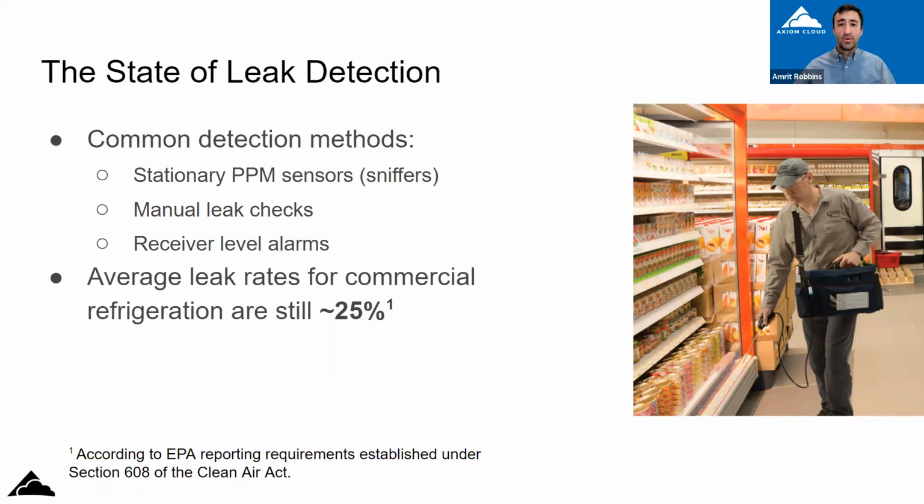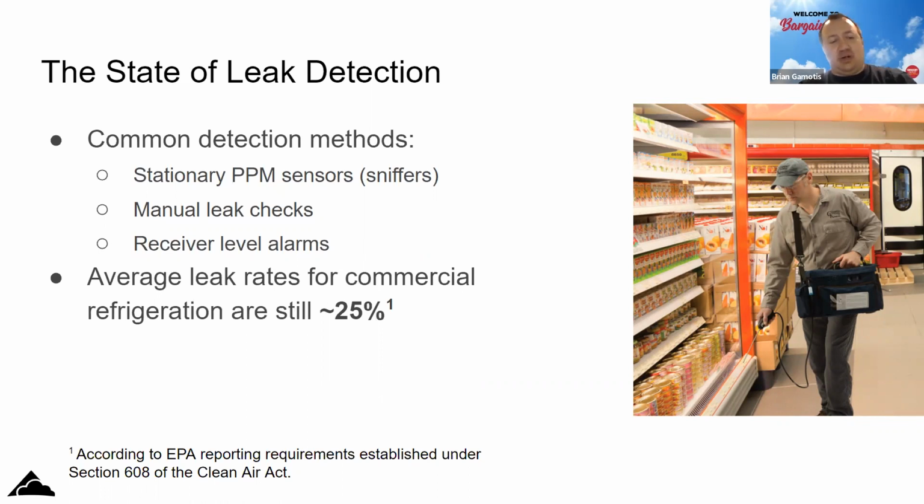So I guess, Brian, have you experienced... Which of these methods have you seen used effectively in the past? What are the pros and cons of each of these various methods? The ppm sensors, manual leak checks, receiver level alarms. So we actually use all three of these at Grocery Outlet, and in my years as a tech, most of my customers use at least two of the three.